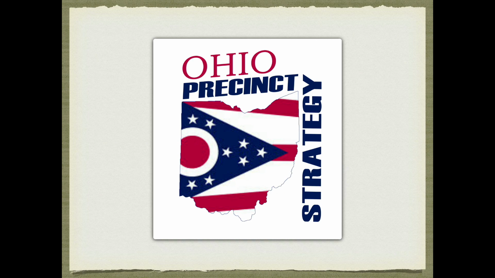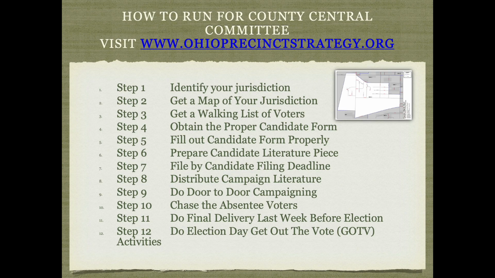Ohio Precinct Strategy presents How to Run for County Central Committee. Visit ohioprecinctstrategy.org to get involved. This is a simple 12-step process to virtually guarantee your successful election to the County Central Committee of your political party.